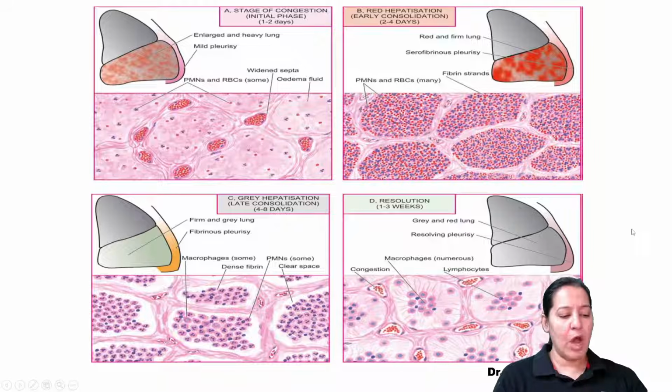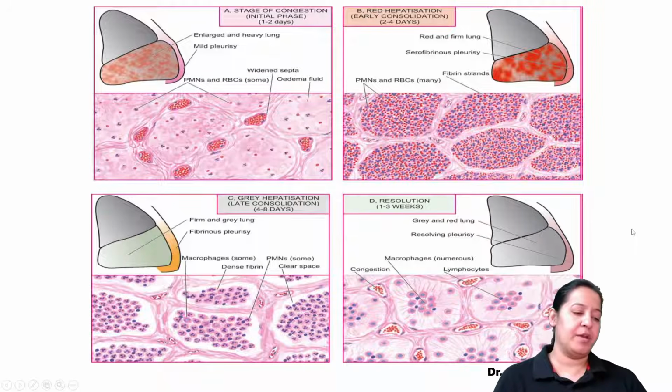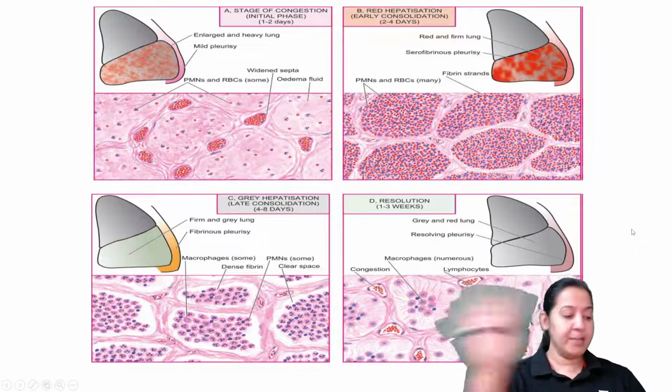4 stages. Rahul, I will show you the X-ray also. And in the X-ray also, the same thing will be appreciated between lobar and lobular. I will show you the X-ray, don't worry. First, give me a thumbs up on this point.